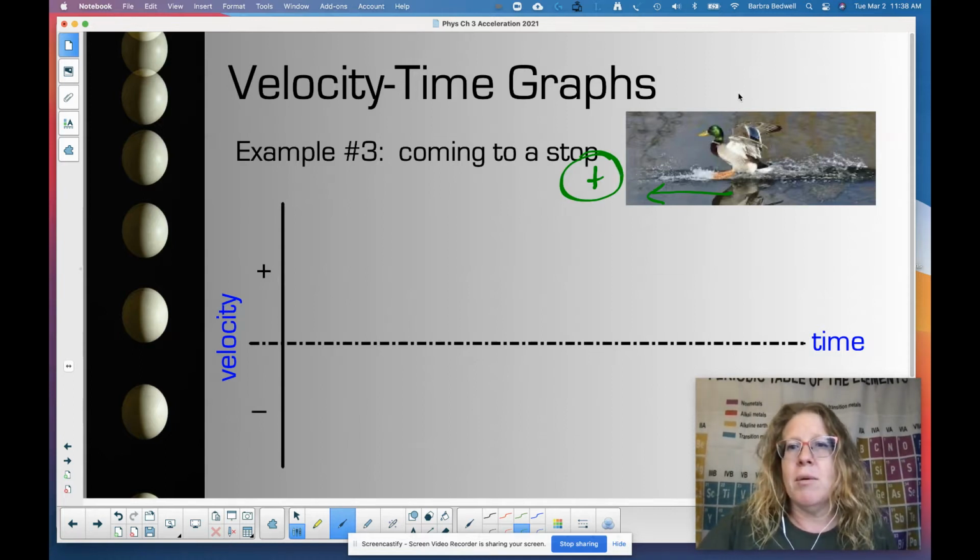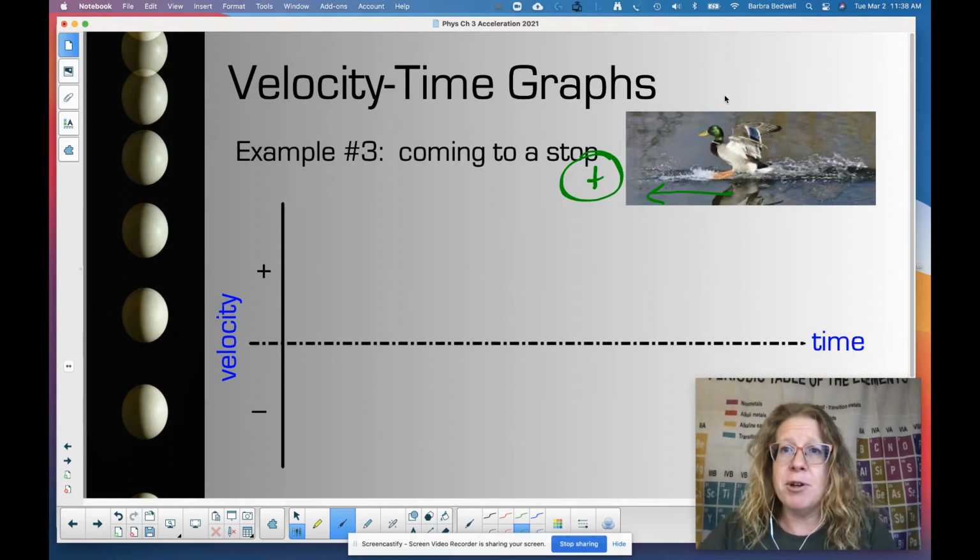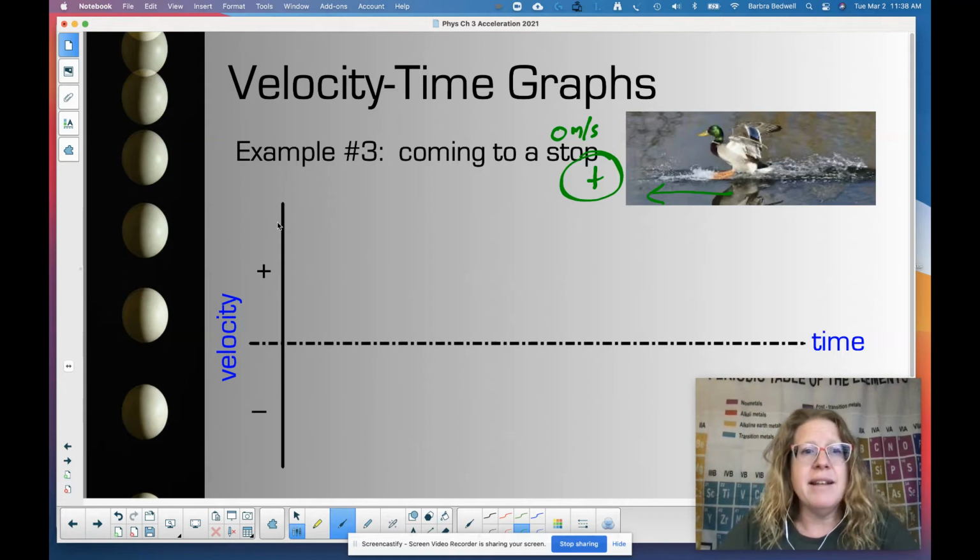What's his speed doing? Well, his velocity is going from, say, 10 meters per second to 5 meters per second. And if he's coming to a stop, at the end, he's going to be going 0 meters per second. So what is that going to look like? Well, he's going to start at, say, 10 meters per second. Hits the water. He's going to be slowing down over time and eventually coming to 0. When you hit this line, that means your velocity is 0. You're coming to a stop. If I can draw that correctly, ta-da, it would look like that.